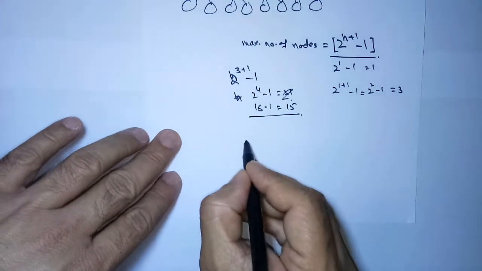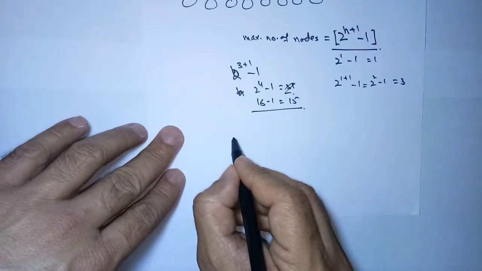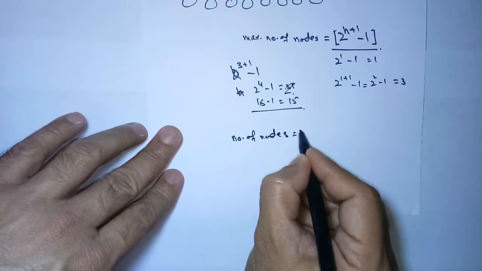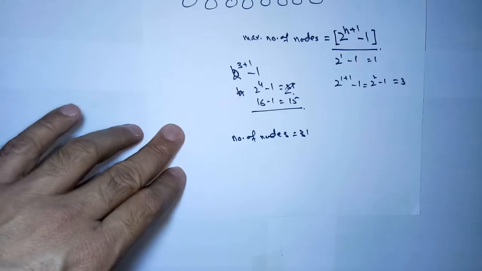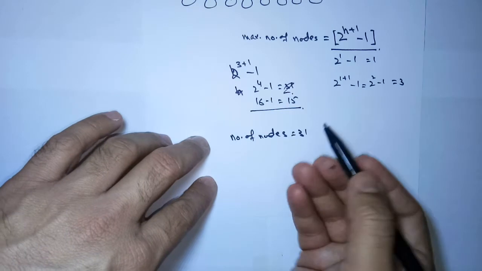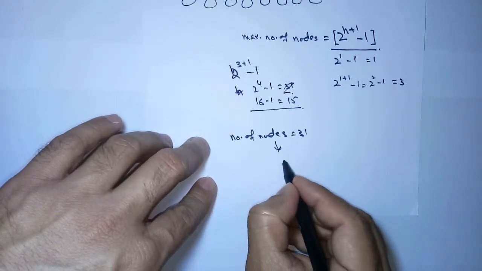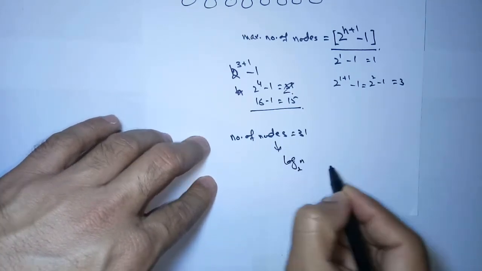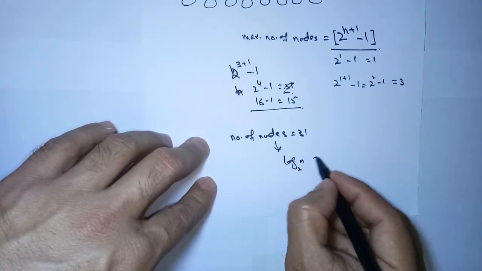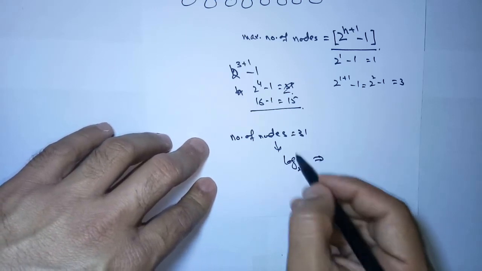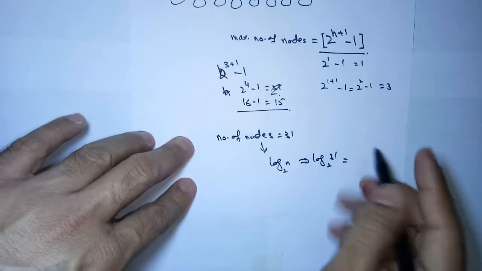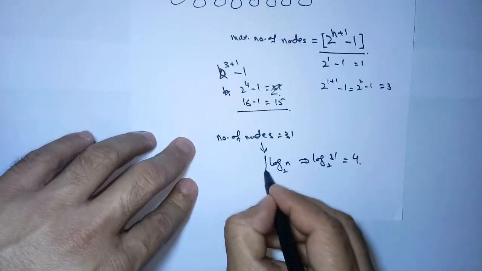For example, if I say I have the number of nodes in a tree as 31, you can easily find the height of the tree. That is the other way around. The height of the tree you can simply find with the log of n base 2, where n is the number of nodes. So I can find log of 31 base 2, that is nothing but 4, with the floor function, right?